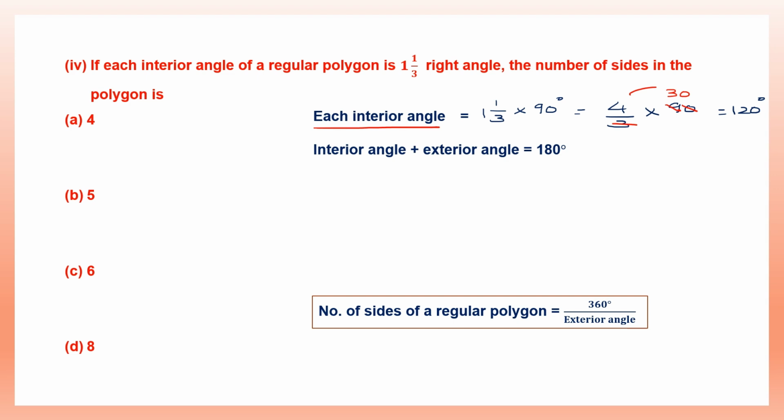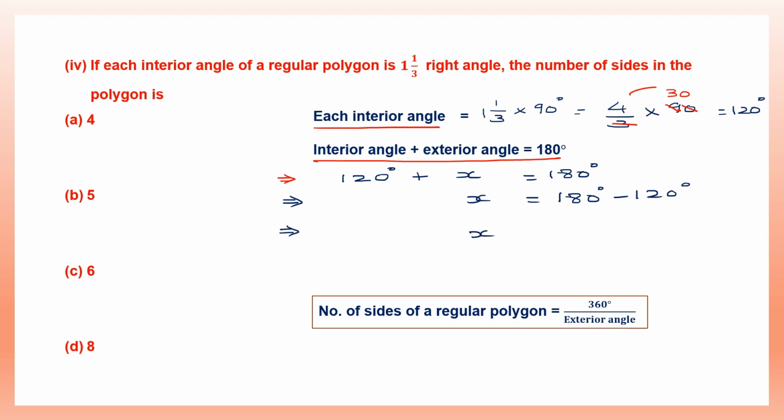Now we also know that interior angle plus exterior angle will give us 180 degrees. And how much is the interior angle? The interior angle we found out to be 120 degrees. Exterior angle we don't know, we'll call it x, and this is equal to 180 degrees. Now to find the exterior angle x, we say 180 degrees minus 120 degrees. So now we have found the value of x, and x is equal to 60 degrees. So what is x? X is the exterior angle.